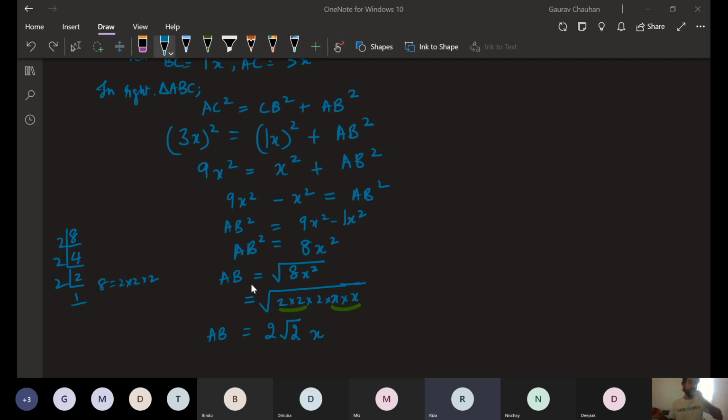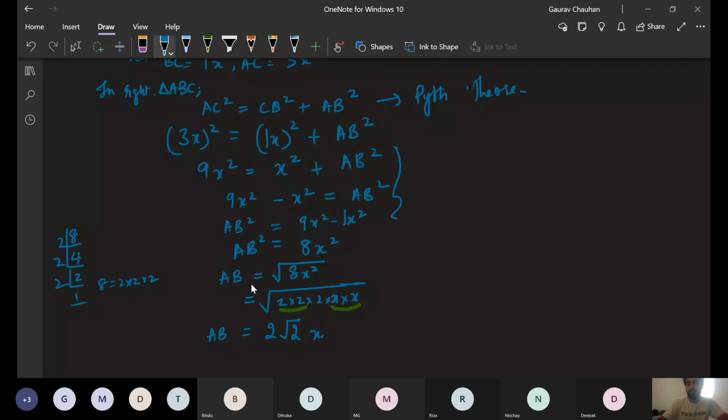How are we feeling about this whole process which we did just now? We found AB in terms of x. All this stuff we know from before. We know the Pythagoras theorem.